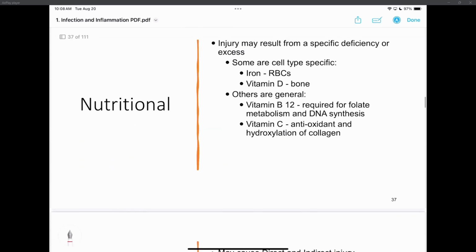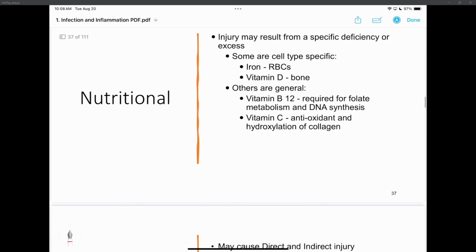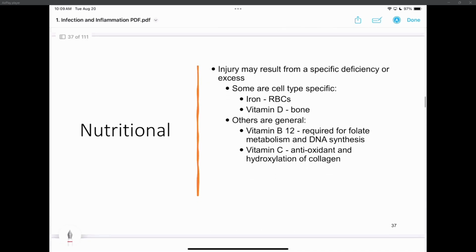Nutritional problems. Okay, if you're deficient in iron, you may have a problem with your red blood cell development because they need iron for growth. Vitamin D, if you're lacking vitamin D, you have a problem with your bones. Obviously, hopefully, y'all remember why vitamin D is important for the bones. Others are general, B12, your folate, metabolism, DNA synthesis, vitamin C, antioxidants, and so forth. So again, lack of these nutritional components can cause problems with cell types.